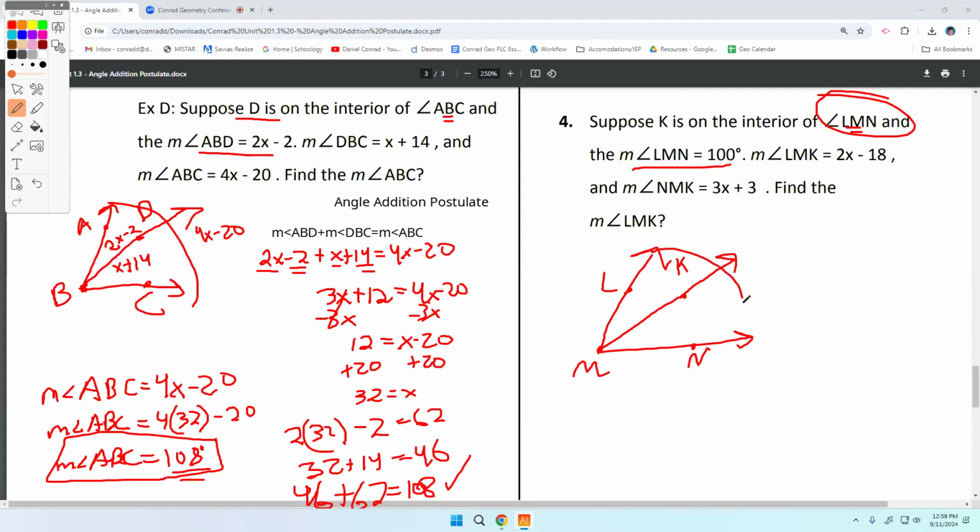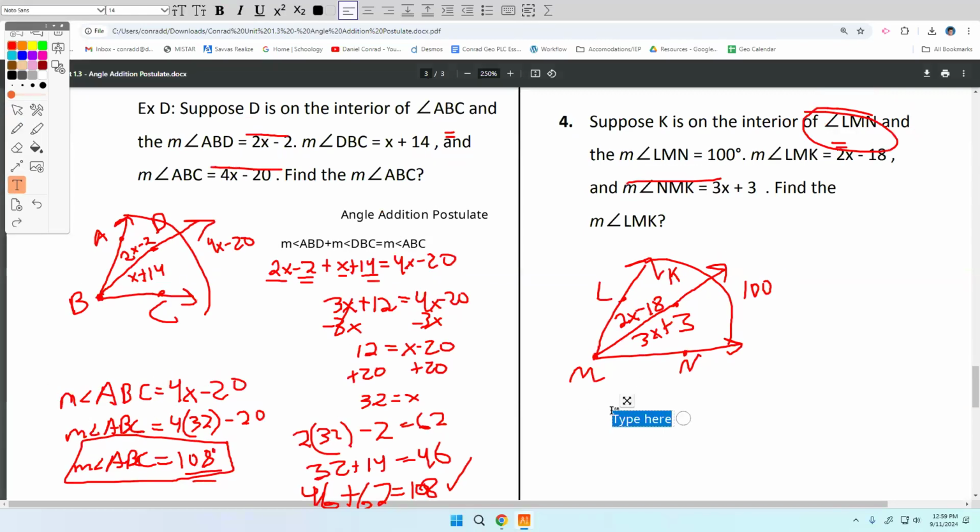LMN is the whole thing. So the whole thing should be 100. LMK is 2x minus 18, angle LMK. And then angle NMK is 3x plus 3. So when we write our equation out, we're going to write the two small ones added together. So measure of angle LMK plus the measure of angle KMN equals the whole thing, which is the measure of angle LMN.